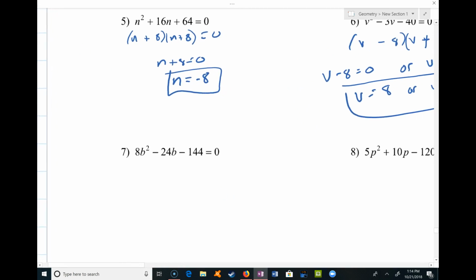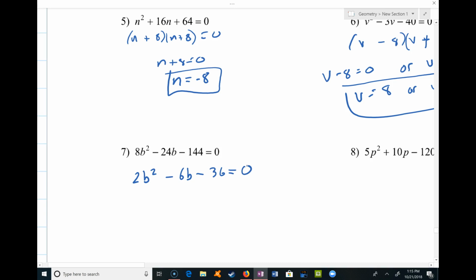Okay, this one I noticed that 4 will go into everything in there. So I'm going to divide the whole thing by 4 first, and it's nice because I have a 0 over here. I don't have to, it just disappears essentially, because if I divide this by 4, that would leave me with 2b squared. Divide this by 4, that would be leaving me with negative 6b. Divide that by 4, that leaves me with negative 36. And divide 0 by 4, and I get just 0.